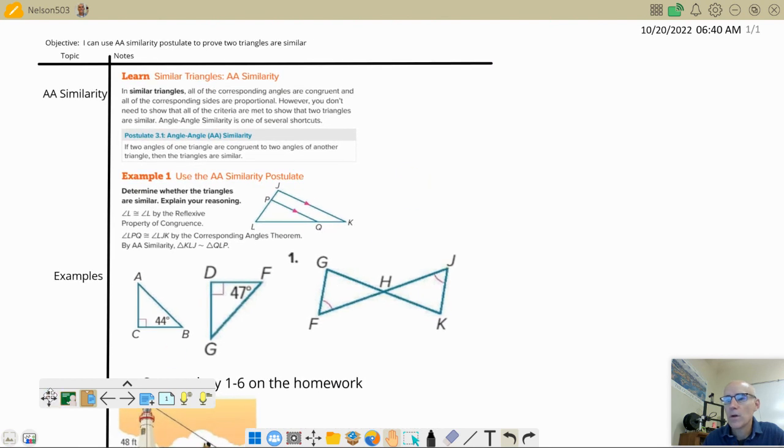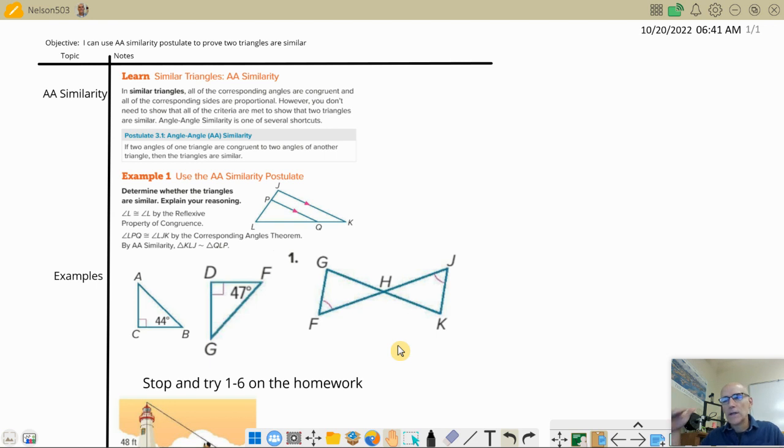After you get your notes all set up and watch video one, I want you to put everything on pause. You're going to try problems 1 through 6. We're going to check in, see if it's clear enough with the amount of notes we have. Then you're going to watch video 2, and you're going to try the rest of the homework assignment.